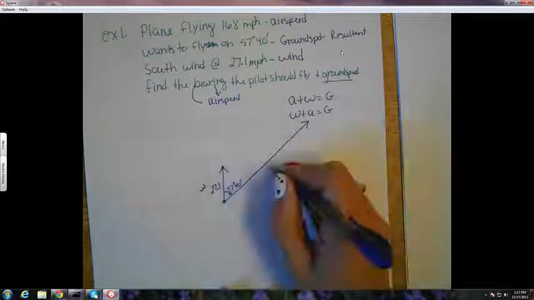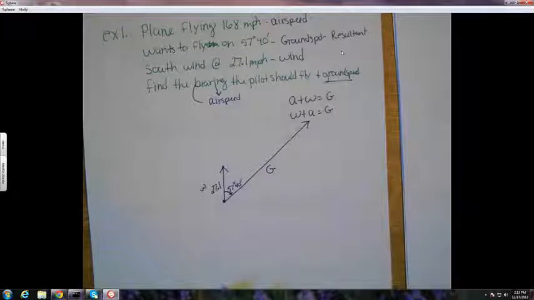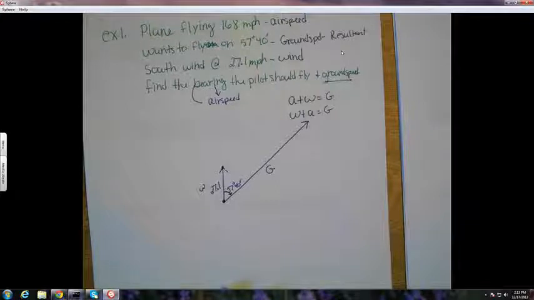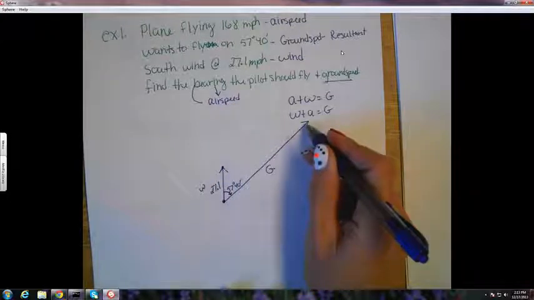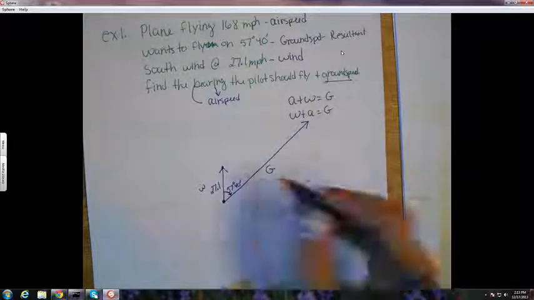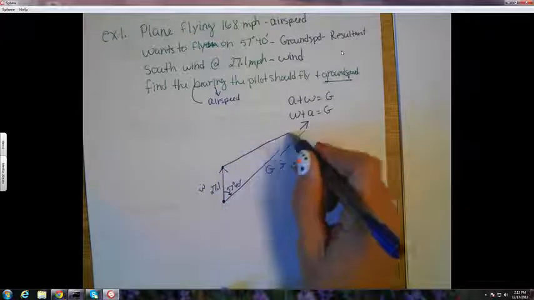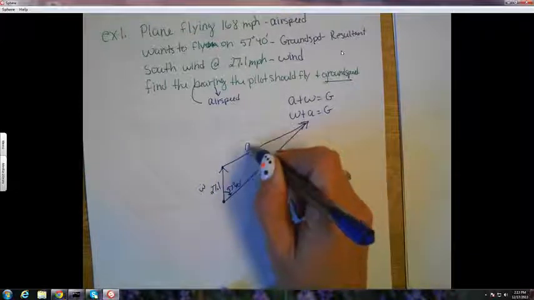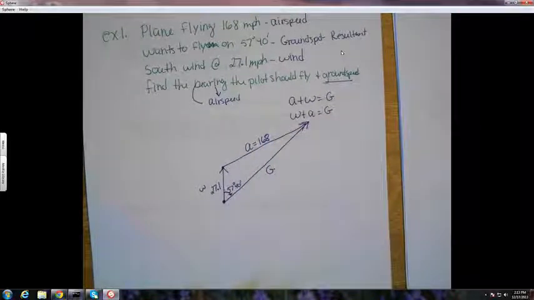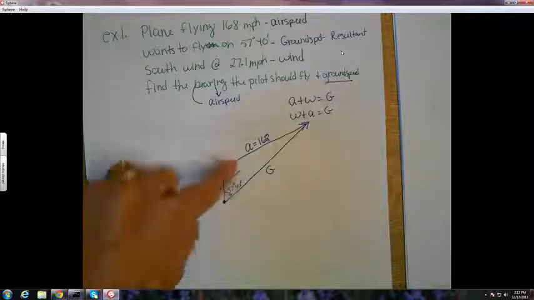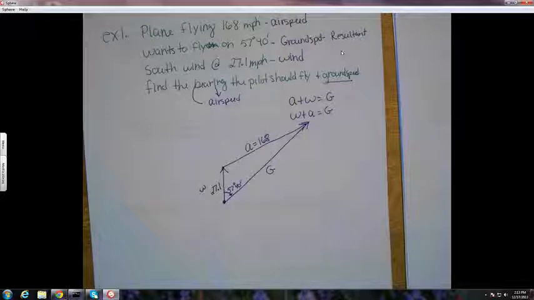I have no idea how fast it is, so I'll just call it G. But now I've got an idea where that airspeed is at. Because the tail would start here and the arrowhead would finish down here. So I had to wait to do the airspeed on this one. I do know the airspeed is 168. So that was the challenge in this one: we couldn't do the two vectors that we would normally add together first. I had to save one of them for the last part.